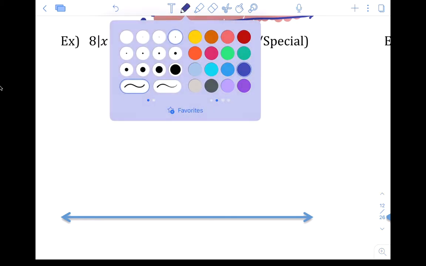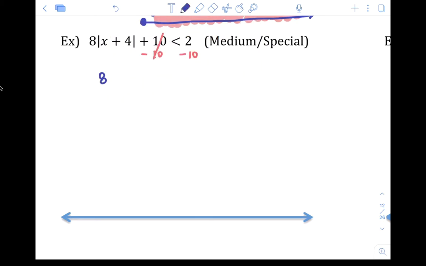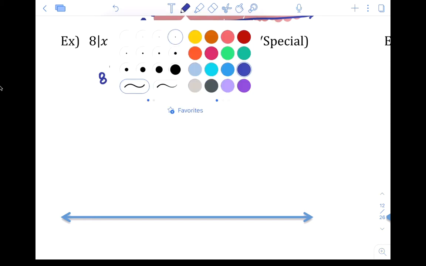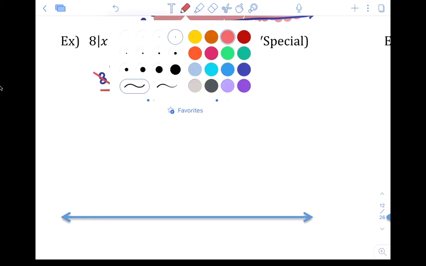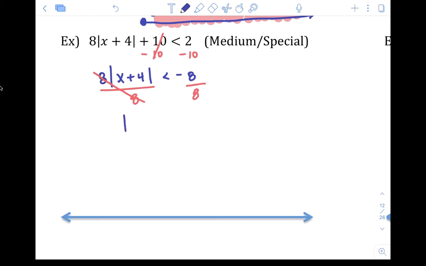Update my problem. 8 times the absolute value of x plus 4 is less than negative 8. I will then divide by 8 on both sides. And update my problem. The absolute value of x plus 4 is less than negative 1.